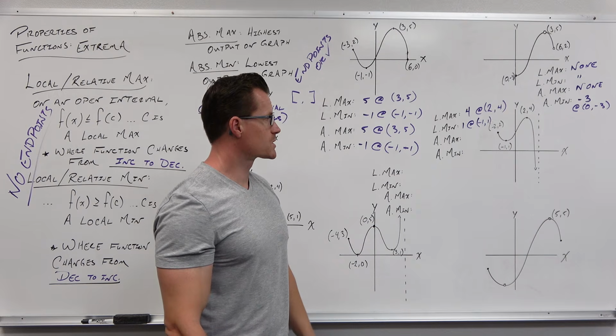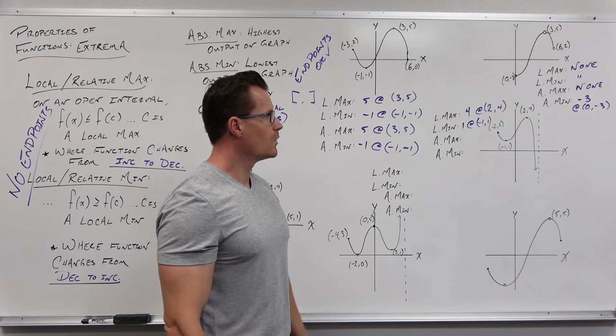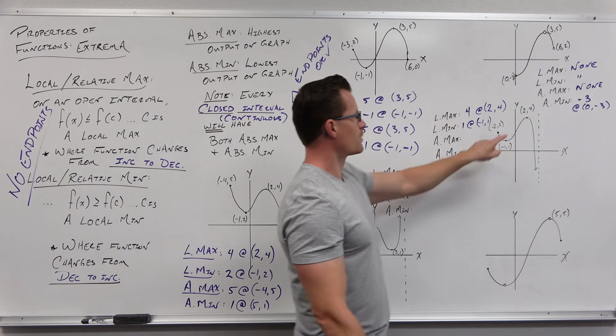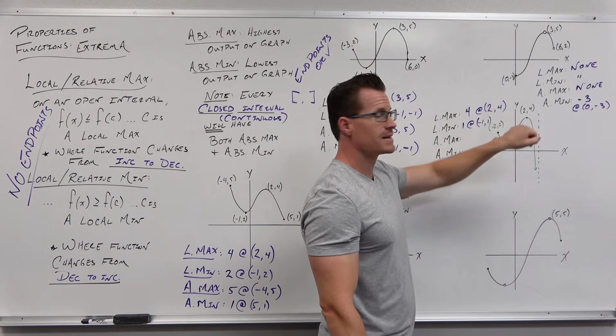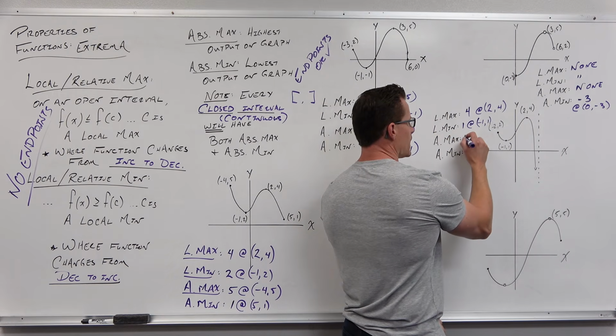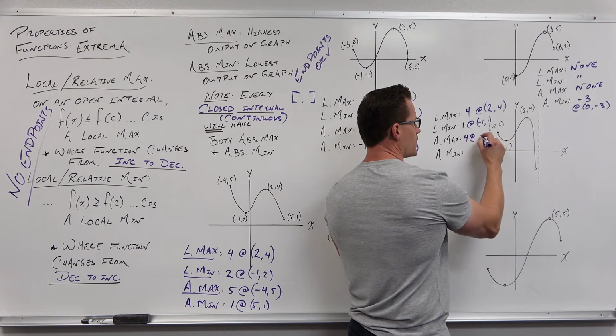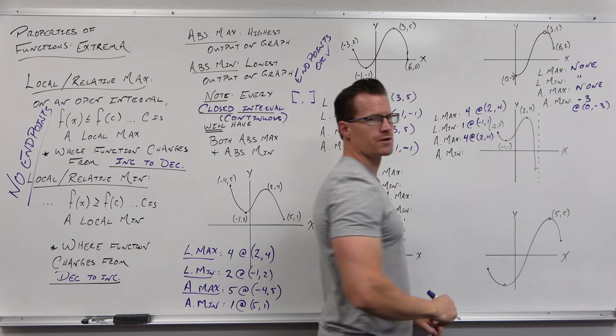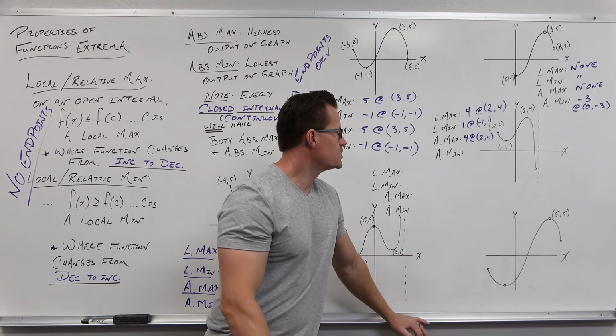Do we have an absolute maximum? Sure we do. We have a high point on this graph. Right there at that local max, that's also the highest value attained on this graph. So we'd have an absolute max of 4 at the point (2, 4), just like our local max, but for a different reason. It's just the highest point that we get.